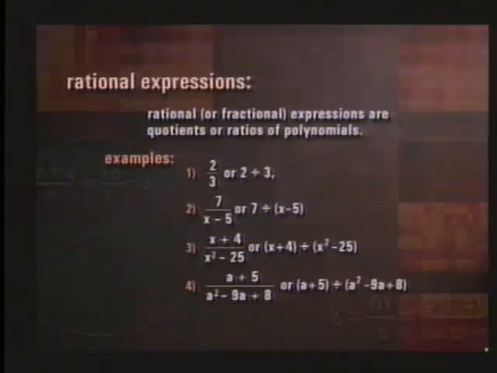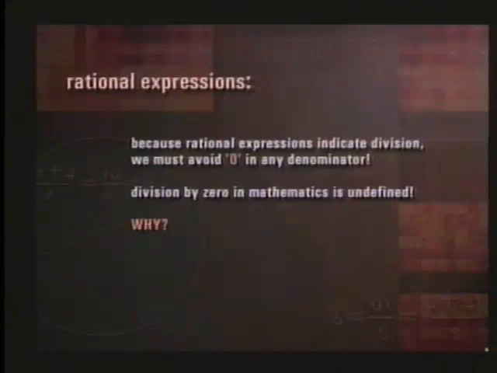Notice we're separating the numerators and denominators with parentheses here. And make sure you do that so, if you're going to write it in that second format, you can differentiate the top from the bottom. And the fourth one, a plus 5 divided by a squared minus 9a plus 8, can be written as that quantity divided by the bottom quantity. All right, so moving right along, something about fractions we learned also. Because rational expressions indicate division, we must avoid 0 in any denominator. Division by 0 in mathematics is undefined. Remember why. We're going to get to that as well.